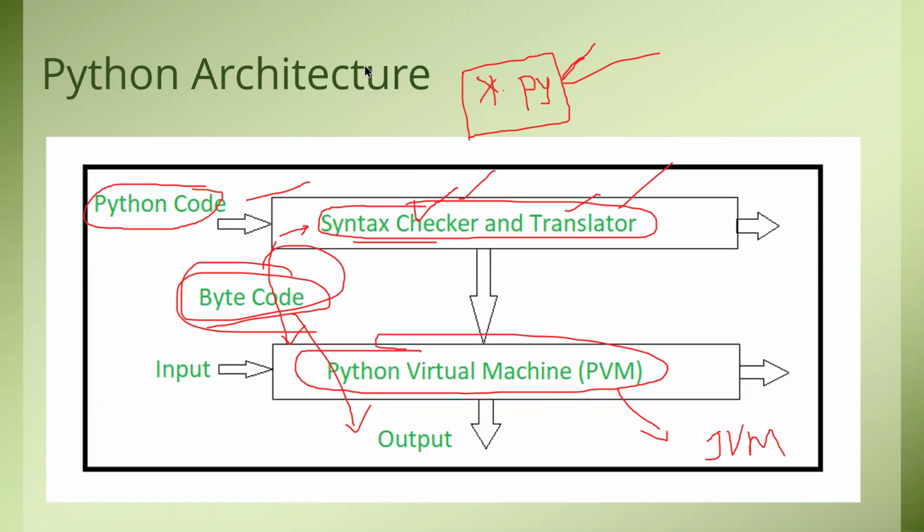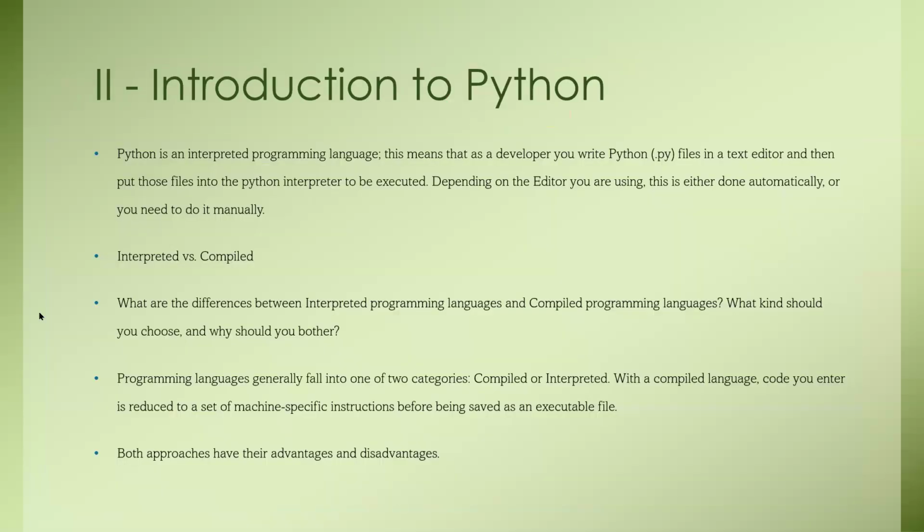Easy? Any question on this? It's all just a basic architecture of your Python. Okay. Similarly, any programming language has its own architecture. So what is the basic difference between your interpreter and compiler? As we discussed, both interpreter and compiler have their own merits and demerits. Okay. So let's understand the basic properties of these two things.